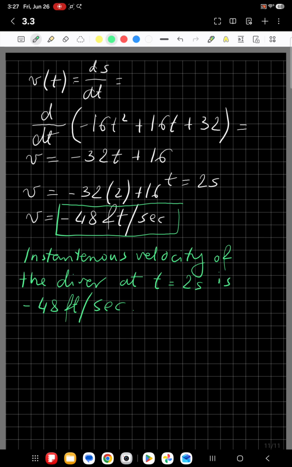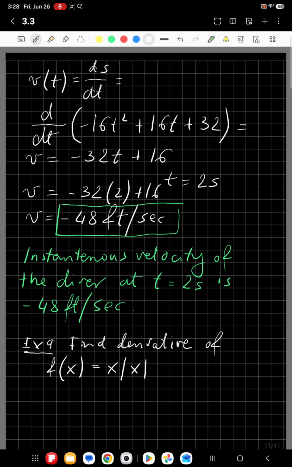Okay, so let's do a couple more problems. This time just kind of interesting and strange derivatives. So example 9. Find the derivative of something like this: f of x equals x times absolute value of x.